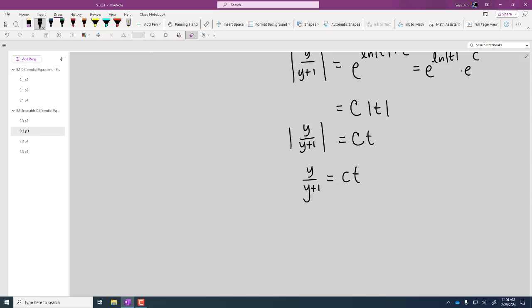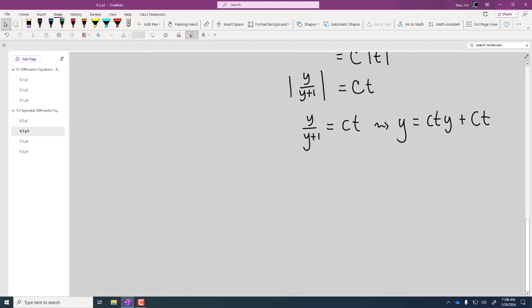So are we going to be able to isolate y? Not really. Let's see. We know how to do algebra 1, right? If we multiply both sides by y plus 1 and distribute, then we get y times Ct and 1 times Ct. Here comes the algebra 1. Get ready. Then we group all the y terms on the left. All the terms without y stay to the right.